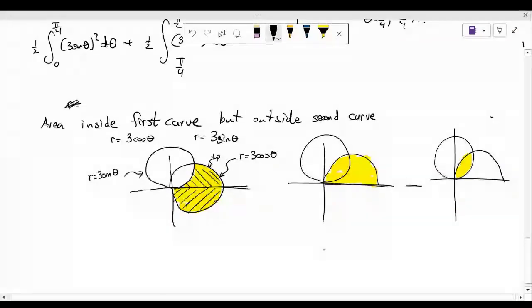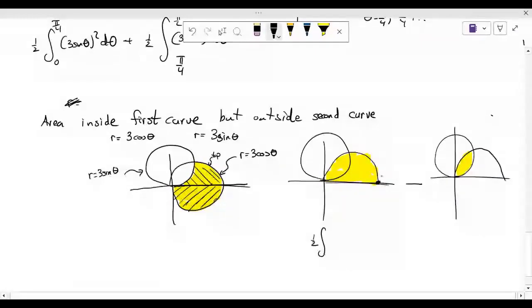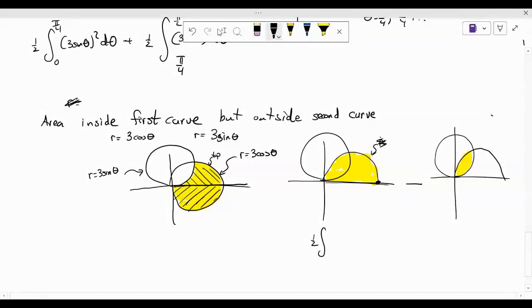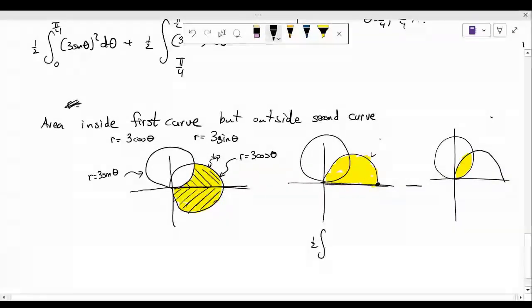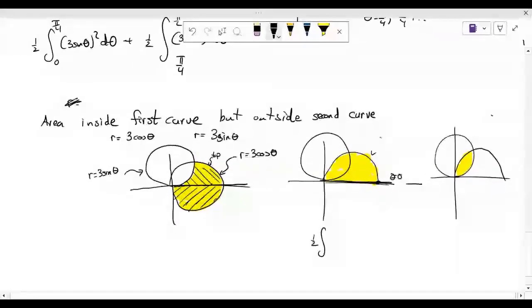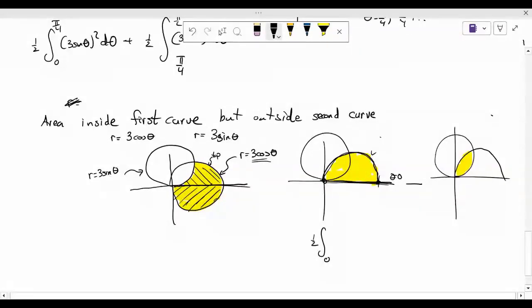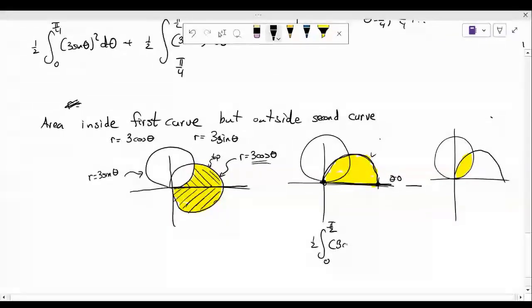Right. So what are the bounds to get this area? Well, we're using the cosine curve. We would need to know the value of theta when we're over here, and that happens to be 0, because the maximum value for cosine is at theta 0. And then when does this semicircle end, even if you don't know it's a semicircle? That's when cosine is 0, because we're back at the origin. Cosine is 0 at pi over 2. And then you would square r.